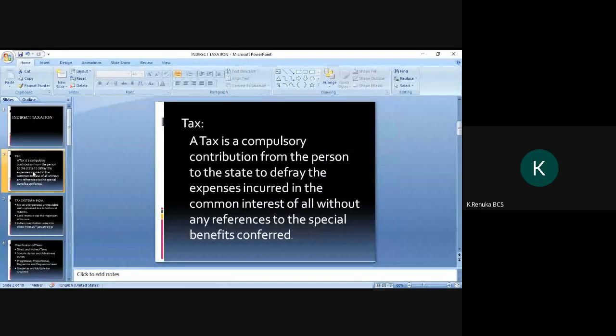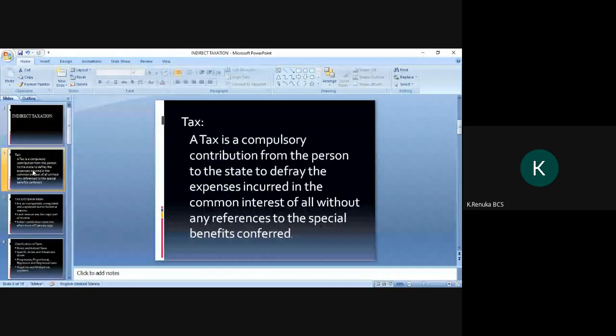Tax. What do you mean by tax? A tax is a compulsory contribution from the person to the state to defray the expenses incurred in the common interest of all, without any reference to the special benefits conferred. So an individual has to pay this compulsory contribution for the wealth of the person and also for the service rendered to the public power.